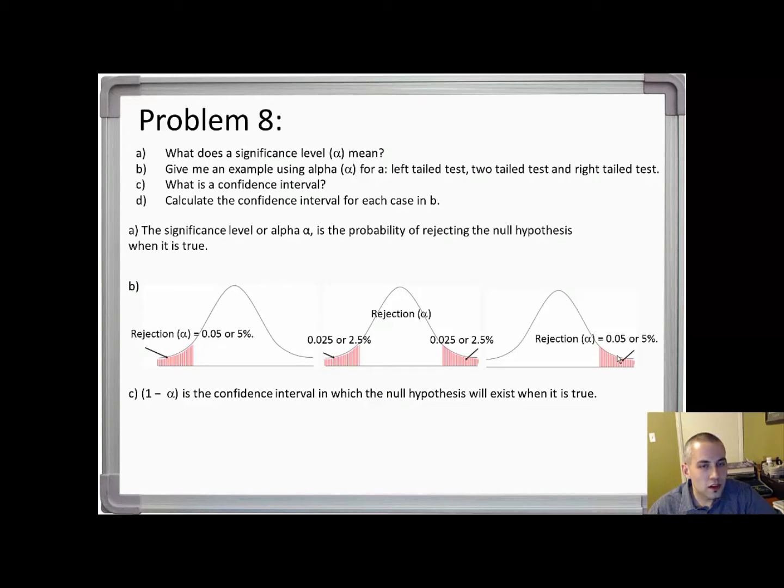For D, calculate the confidence interval for each case in B. So pretty simple. All you're doing is taking 1 minus alpha.